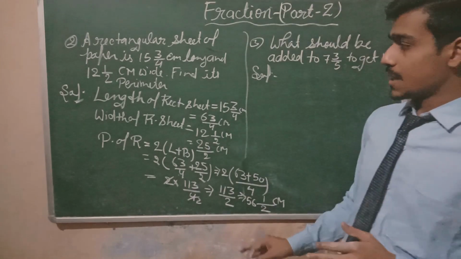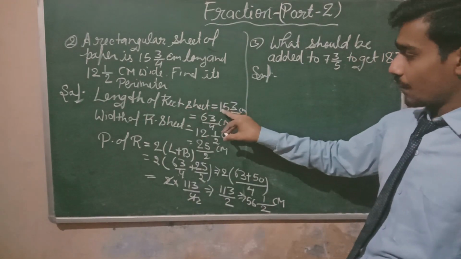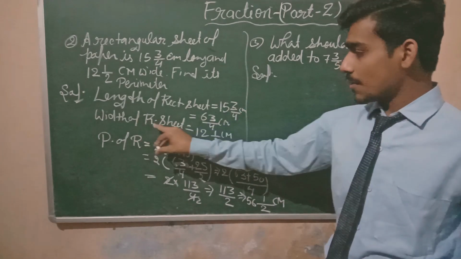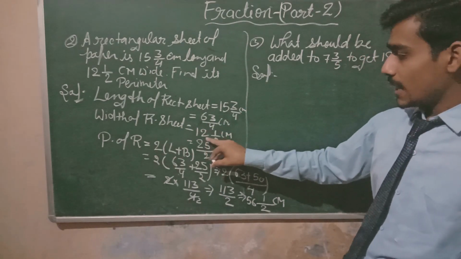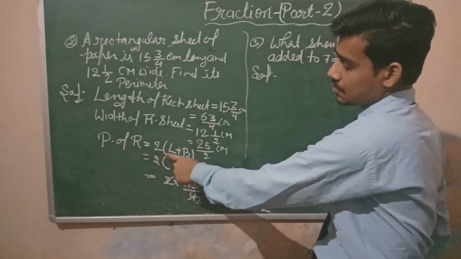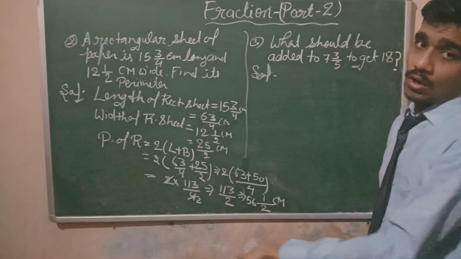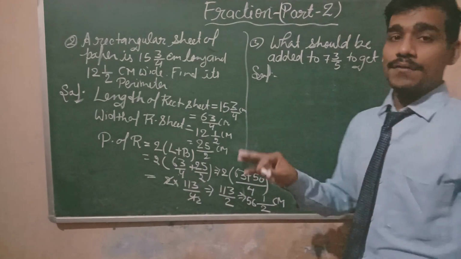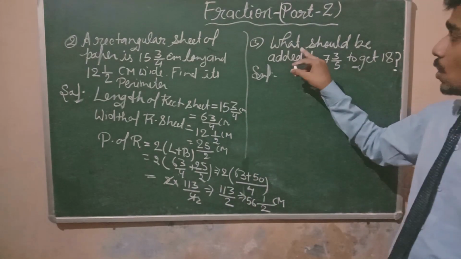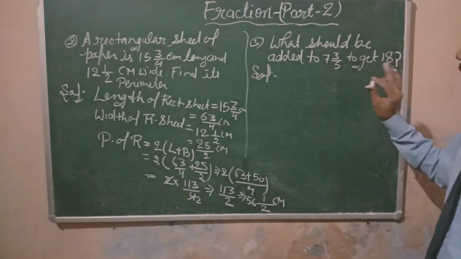Look at here once again. Firstly, you will write length of rectangular sheet is equal to 15 into 3 by 4. Width of rectangular sheet is equal to 12 into 1 by 2. Clear? And you will write perimeter of rectangle is equal to 2 into L plus B, and put the value, after that solve. Clear?